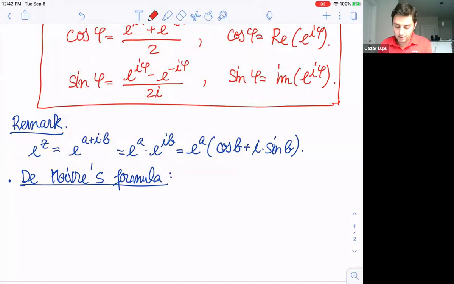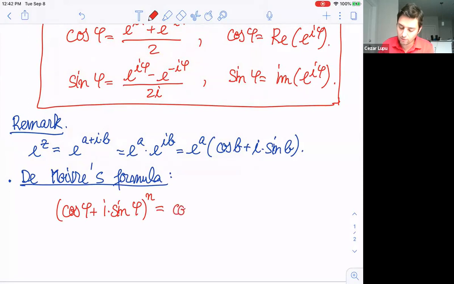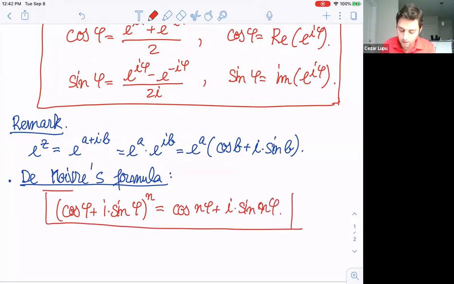Cosine of phi plus I sine of phi, if we raise all of this to the power n, is nothing else than just cosine of n phi plus I sine n phi. That's the Moivre formula. So you have a complex number in trigonometric form, you raise it to the power n, and you'll get this. And you will see when we deal with a problem, we can use this kind of formula.